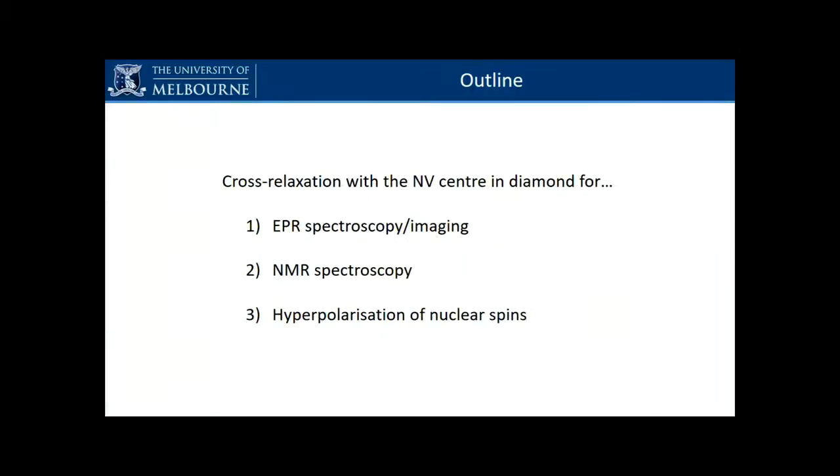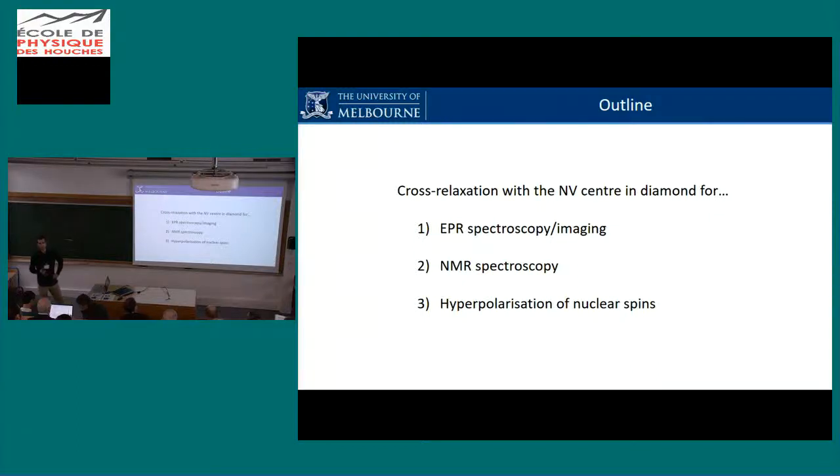So I'm going to talk about cross-relaxation with the NV center in diamonds. And I will show how we can use those effects for EPR spectroscopy, but also NMR, and more recently we show that we can hyperpolarize nuclear spins external to the diamond.